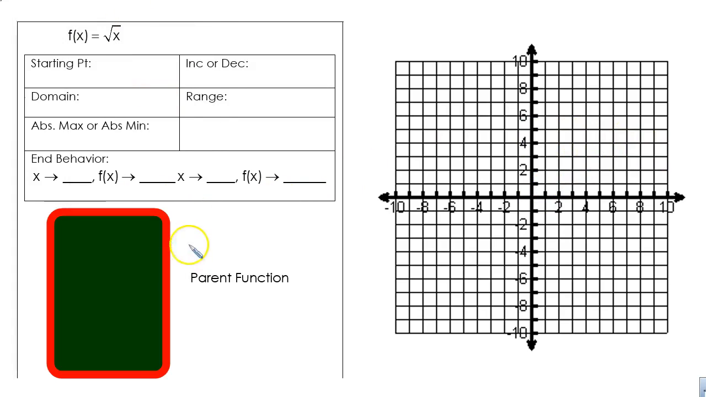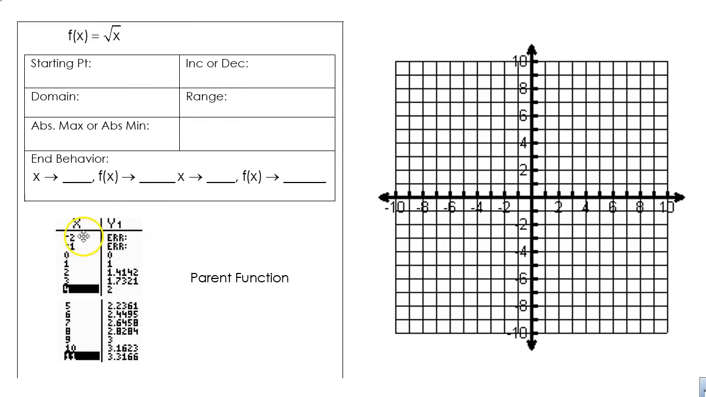I've already done this for us. Here is a list of coordinates from 0, 0 up through 11, 3.3. Now we don't have to graph every single one of these, but if we start at our starting point of 0, 0, and we go 1, 1, 2, 1.4, it's about right there. I have to kind of guess where that is. 3, 1.7, a little higher up. 4, 2. Now remember, that's 4, 2 because the square root of 4 is 2.